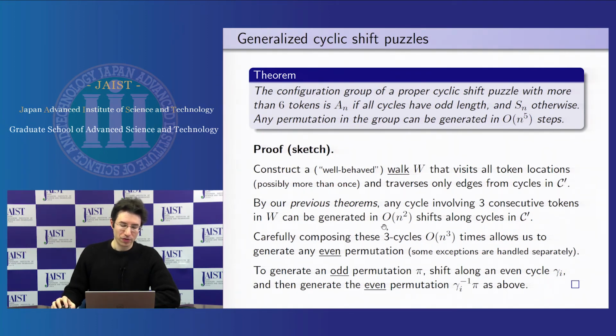And then by using the previous theorems, we know how to generate 3-cycles on this walk W. And now by carefully composing these 3-cycles that we can generate in O(n^2), we compose them O(n^3) times, and that's how we generate every even permutation. So that amounts to O(n^5). And once again, for odd permutations, we use the same trick as before. If we have an even cycle gamma_i, we just do gamma_i first, and then we compose it with gamma_i^-1 pi, which is an even permutation, so we know how to do it.